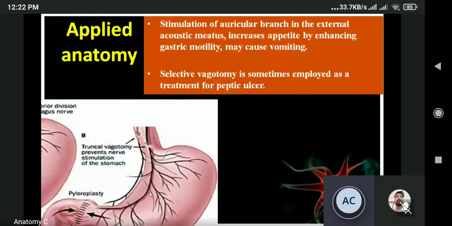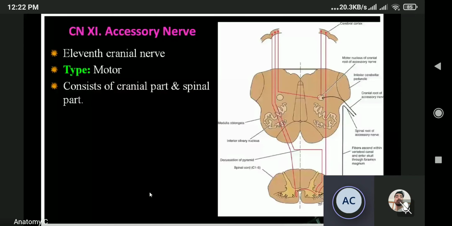The next one is the accessory nerve. Now if you have any confusion regarding the vagus nerve, then you can ask me.